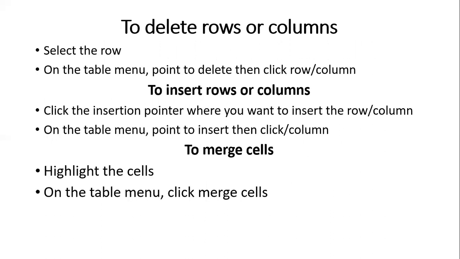To delete rows and columns, simply select the row, then on the table menu, point to delete, then click row or column. To insert rows and columns, click the insertion pointer where you want to insert the row or column. Then on the table menu, point to insert, then click column. To merge cells, highlight the cells. Then on the table menu, click merge cells, so the cells will be merged.